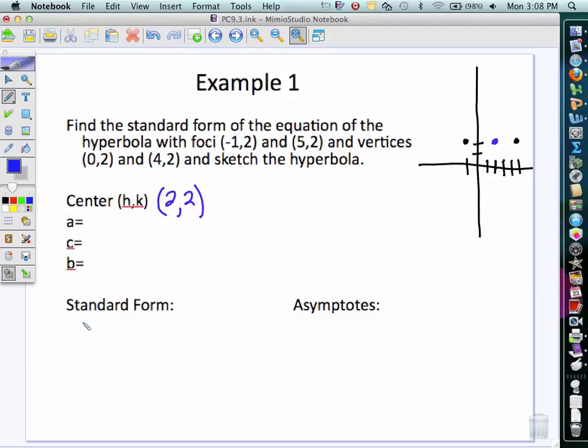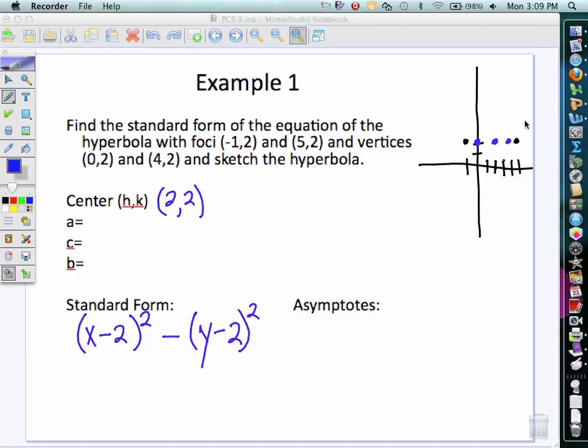(h, k) is (2, 2), which I also know because the hyperbolas are going to be opening left and right. And if they open left and right, then I'm looking at x minus 2 squared listed first, and y minus 2 squared listed second. Again, I know that they're opening left and right because of where the foci are. The vertices are at (0, 2) and (4, 2).